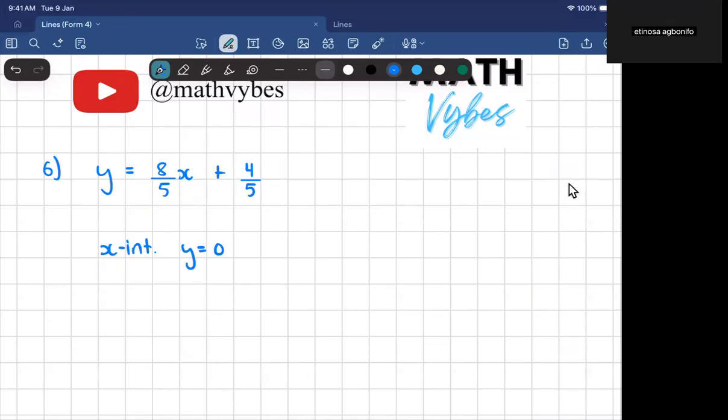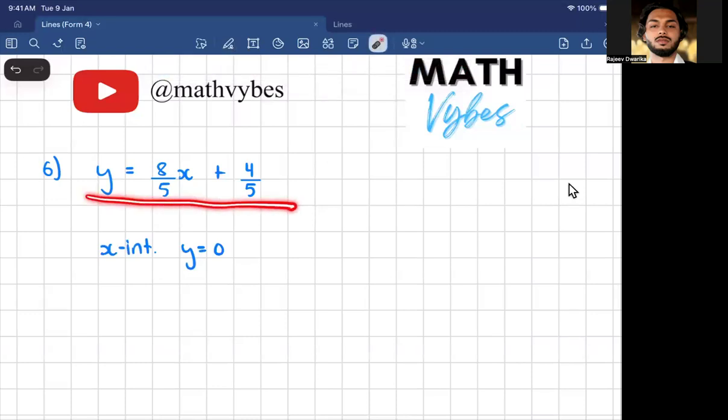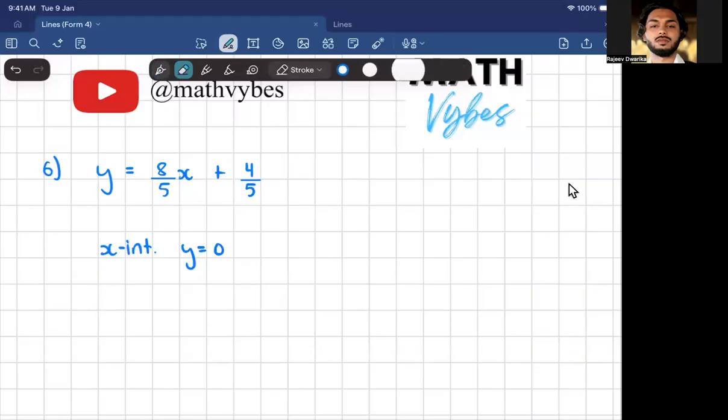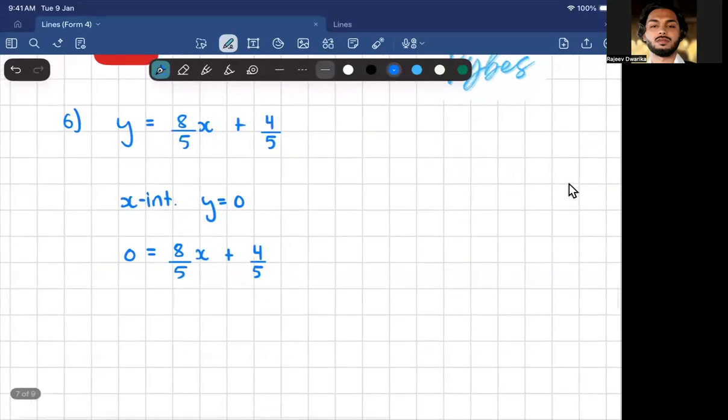Is there any equation that has y in it, that's on the screen? y equals 8 over 5 x plus 4 over 5. So my question to you is, if I have this equation and I know y is equal to 0, instead of writing y, what could I write? You could write 0. Exactly, because y is equal to 0. So I'm going to write 0 is equal to 8 over 5x plus 4 over 5.